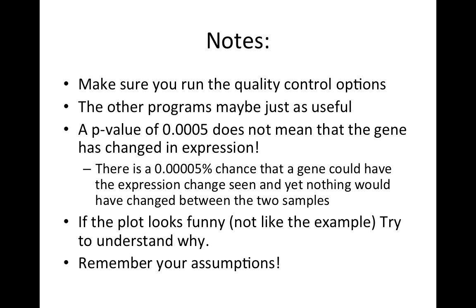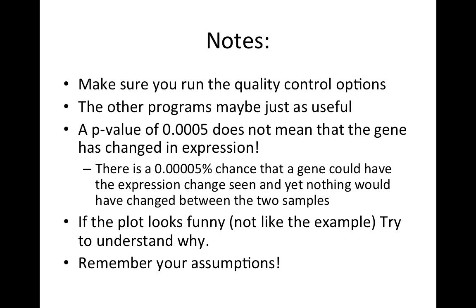I need to make a note that a p-value of 0.0005 does not mean that the gene has changed in expression. A lot of people are confused about what a p-value means, and they assume that if it's below their cutoff, then it must be a real change. Remember that a p-value is just the chance that that gene could have the expression change that we saw, and still the two samples were not different to each other. So the way I think about it, it's not exactly correct, but the way I think about it is that's the percentage chance that if I put two replicates in, it would still have that large of an expression change.